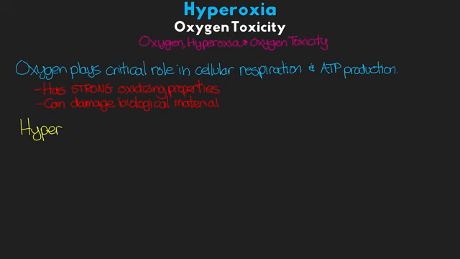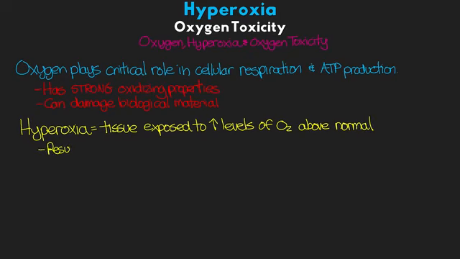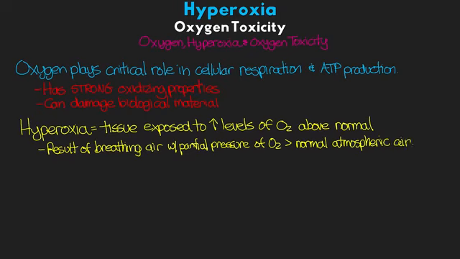Now, the term hyperoxia is when tissue is exposed to high levels of oxygen above what is normal. This is really the result of breathing air that has a partial pressure of oxygen greater than normal atmospheric air. When we breathe air with high levels of oxygen, we can actually see the partial pressure of oxygen in the tissues rise and rise until it's in the hundreds or even thousands.